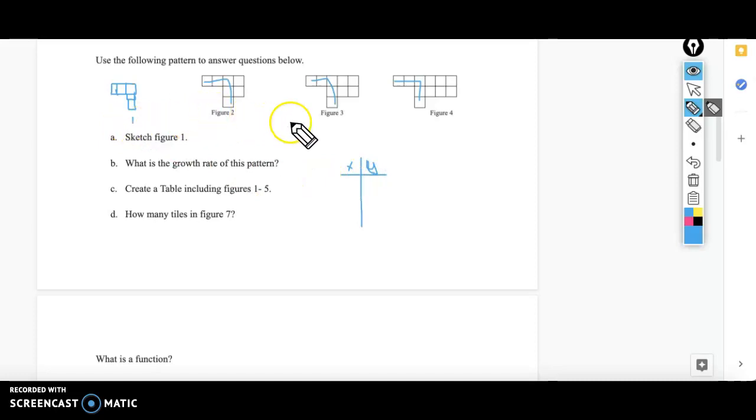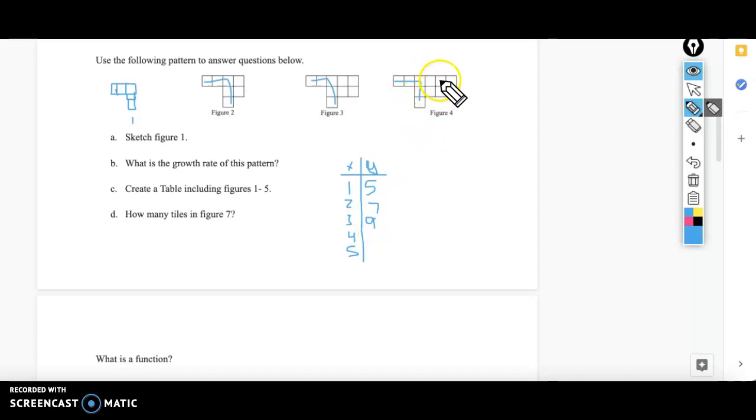So x stands for the figure. This is figure 1, figure 2, figure 3, figure 4, and figure 5. And this is going to be how many boxes are in each figure. Again here, 1, 2, 3, 4, 5. Figure 1 has 5 boxes. Figure 2 has 1, 2, 3, 4, 5, 6, 7 boxes, and then 5, 6, 7, 8, 9 boxes.